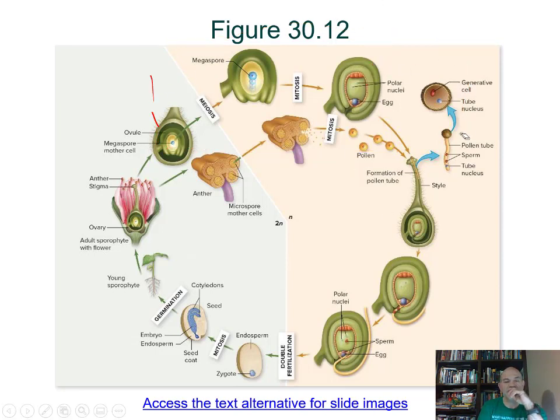at this entire diagram here, this shows the same part here, that same life cycle. And now we're going to go into the development. And by the way, this right here is the entire female gametophyte. The female gametophyte, which is part of the ovule here, is sometimes called the embryo sac.